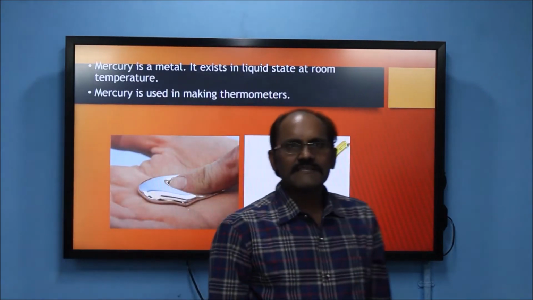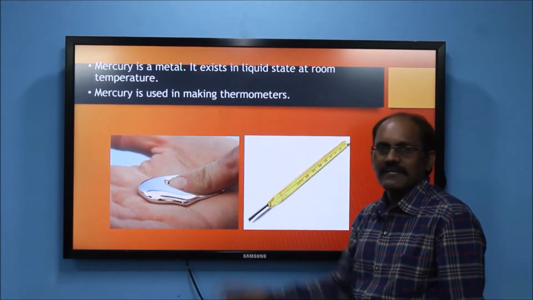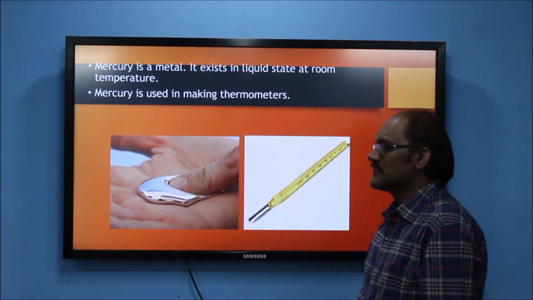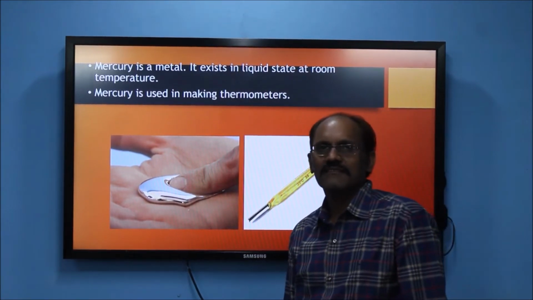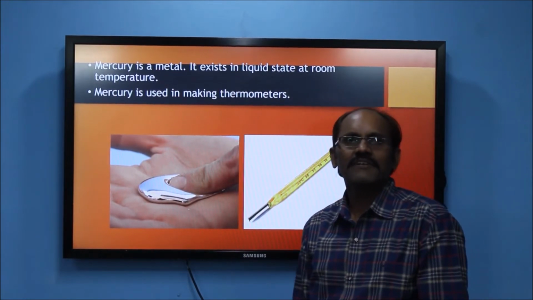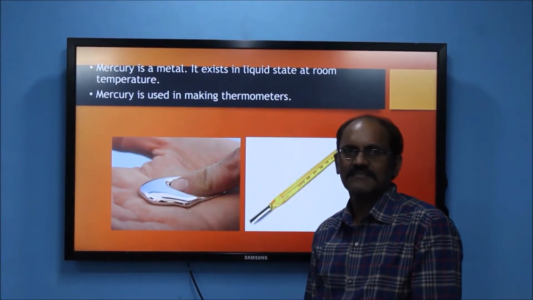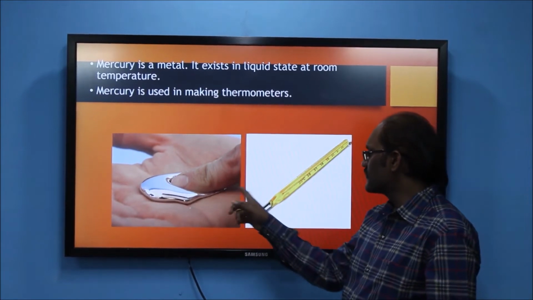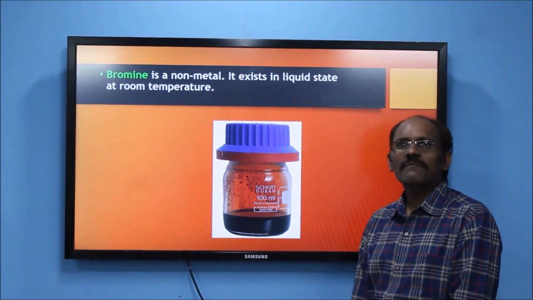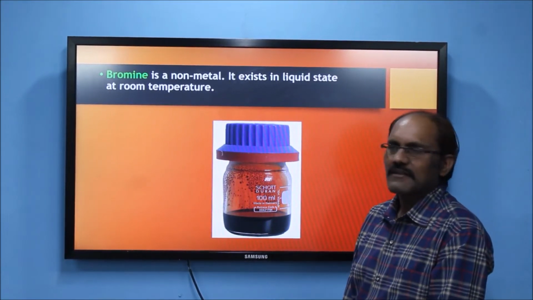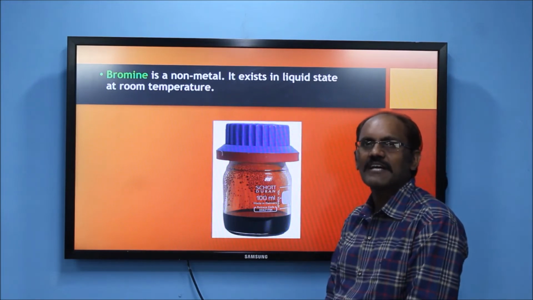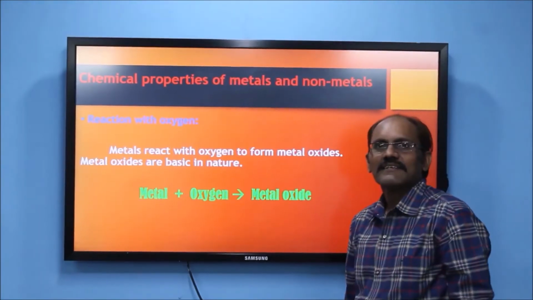Another important point is that mercury is a metal and it exists in liquid state at room temperature. Children, do you know the use of mercury? In class 7, you might have learnt where the mercury metal is used. Yes, you are right. Mercury metal is used in making thermometers. There is a non-metal called bromine. Bromine is a non-metal which exists in liquid state at room temperature.